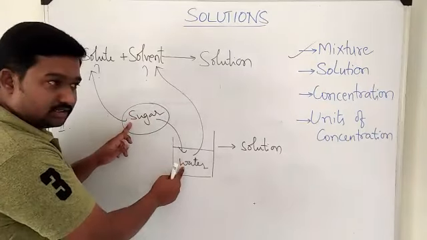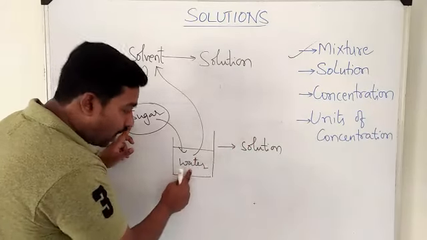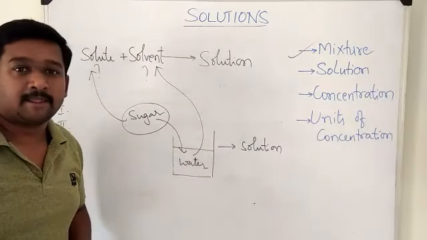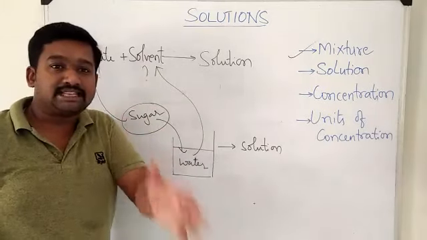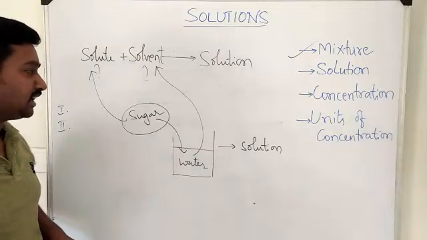Sugar mixed in water makes sugar solution. Sugar solution appears more like water than like sugar. So water becomes solvent. Based on the appearance, we can say which is solvent and the other substance becomes solute. I think this is a bit confusing.